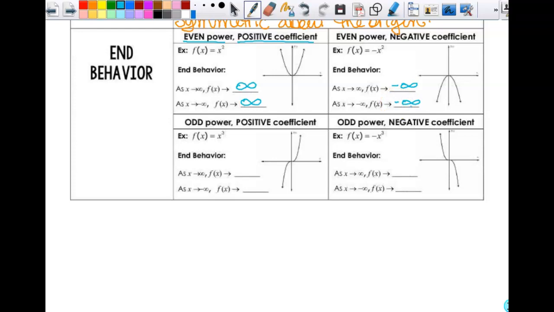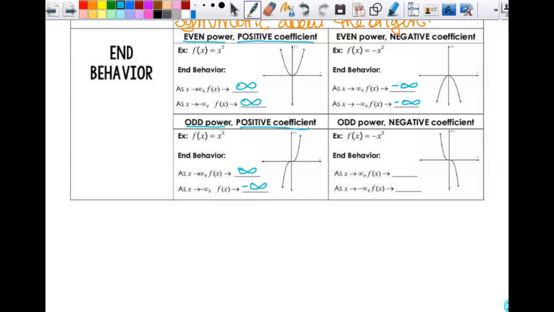So my odd power positive coefficient, you would picture a cubic, right? And then that should help you with your end behavior. As x approaches infinity, f of x approaches infinity. As x approaches negative infinity, f of x approaches negative infinity.